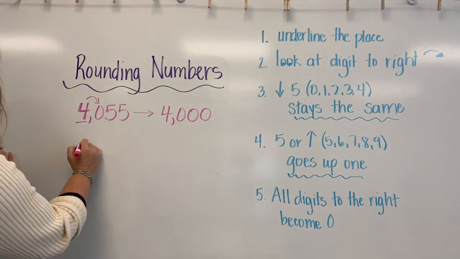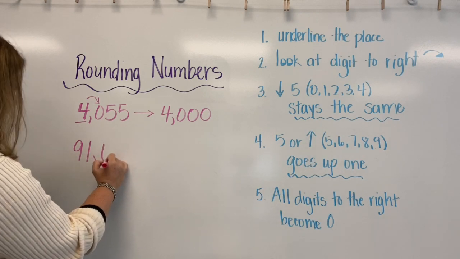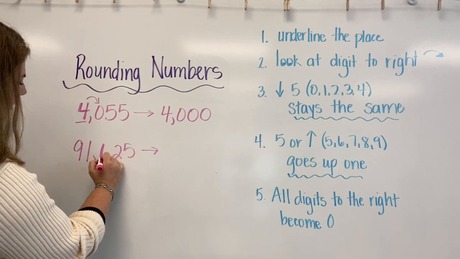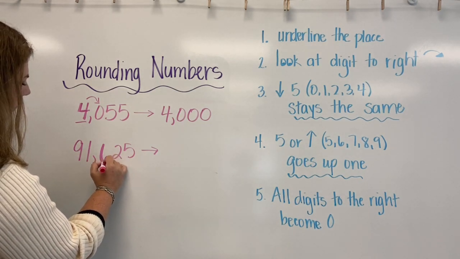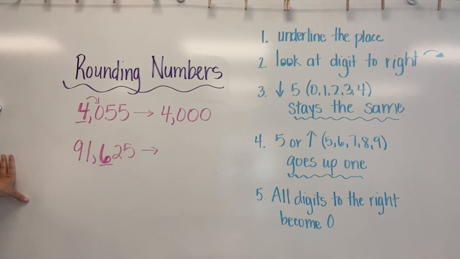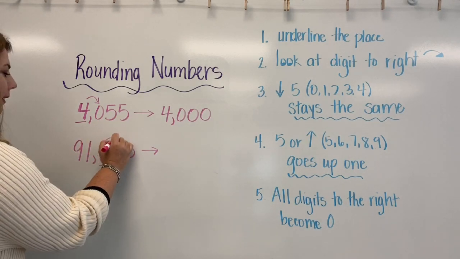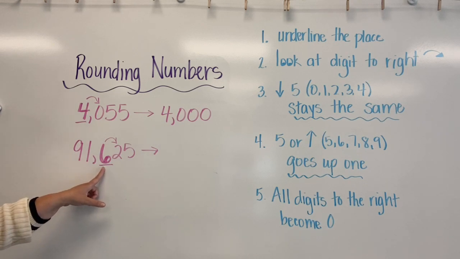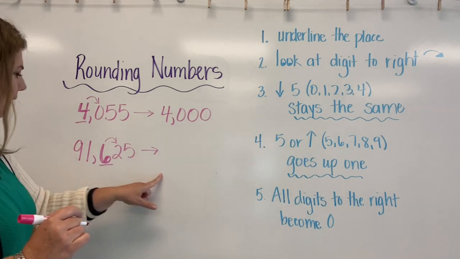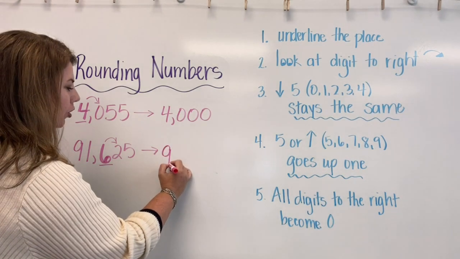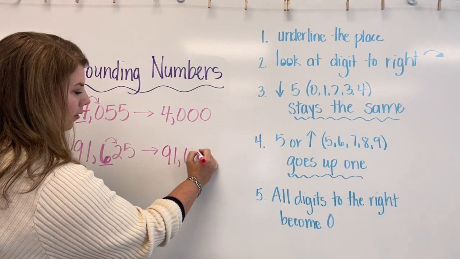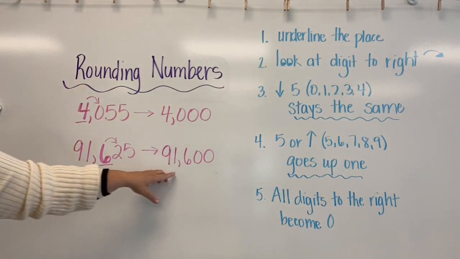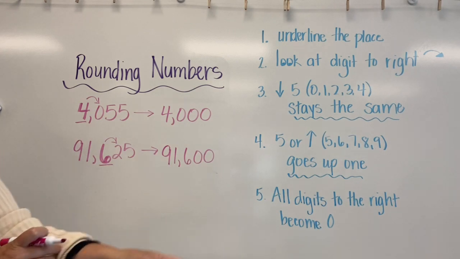Next, 91,625. 6 is bolded. I look to the number to the right. It is less than 5. That tells me the underlined digit stays the same. Everything after it turns to zeros. Make sure you put the beginning of your number. 91,625 rounded to the nearest hundred, 91,600.